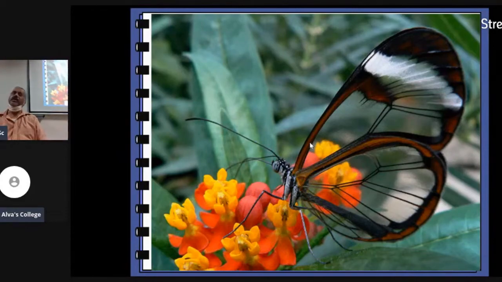Are all insects cold blooded? Yeah, cold blooded in the sense that their body temperature is regulated by the surrounding temperature. So that's how they can survive. If you take an insect from a very high temperature condition like a desert, its body temperature will be high. But if you go to the Himalayan region and collect a grasshopper from a very high altitude, its body temperature will be very low.